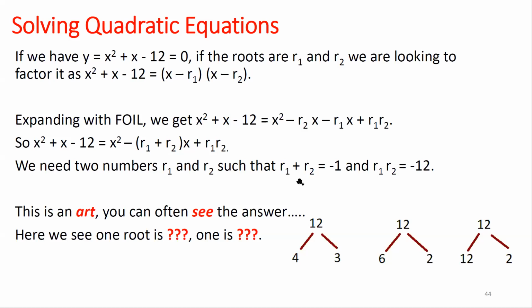So you want r1 times r2? r1 times r2, thank you. So we want two numbers that add to negative 1 and multiply to negative 12. And if we look at the factor tree, can you give me two numbers that add to negative 1 and multiply to negative 12? Negative 4 and 3. So negative 4 and positive 3.